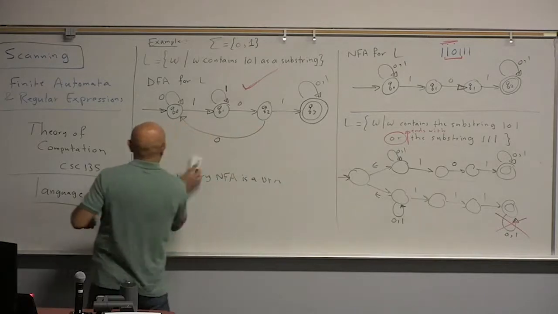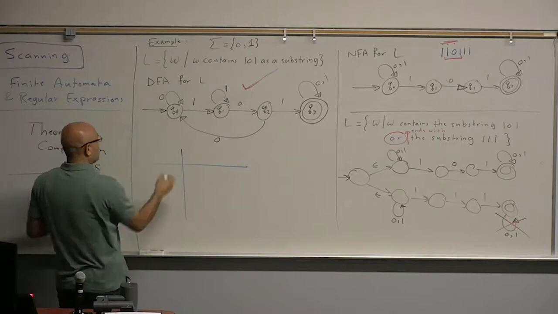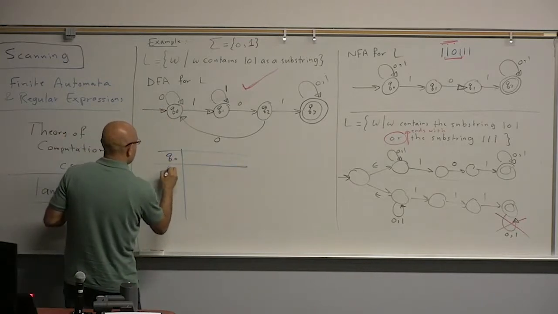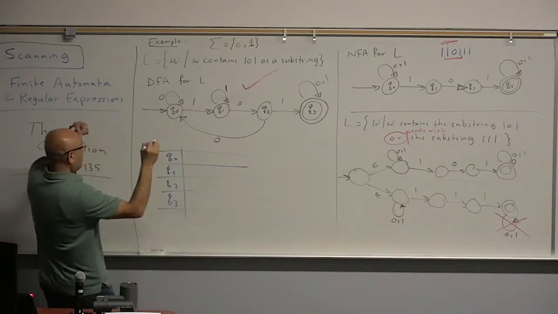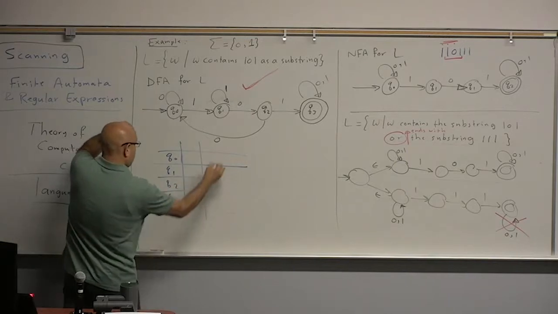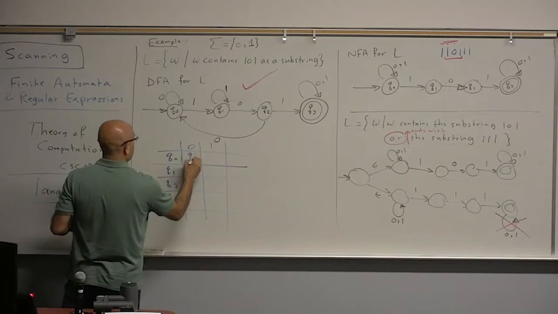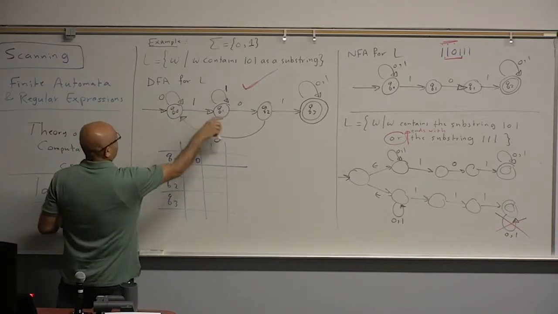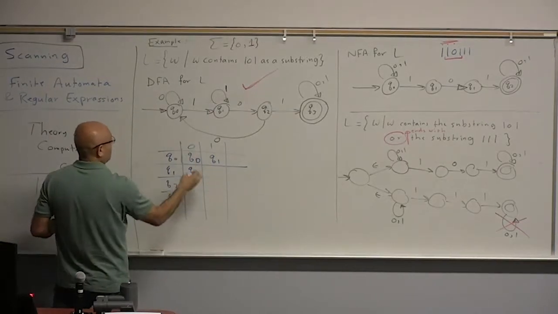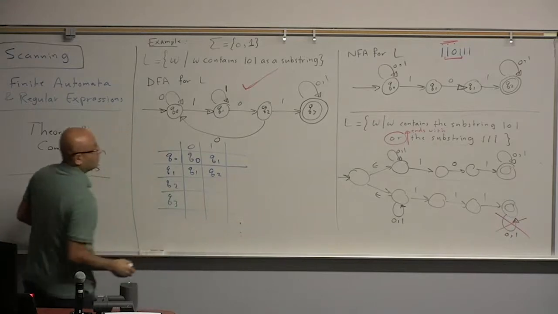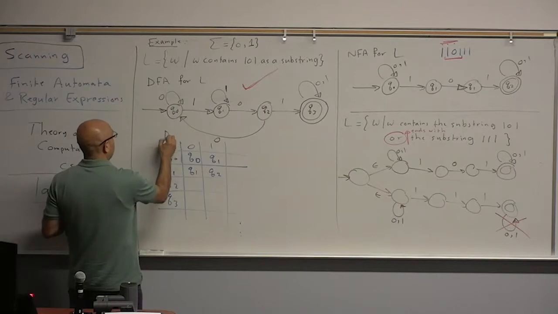So if you look at what we call the transition table for this, the transition table is Q0, Q1, Q2, Q3. And if you are in Q0 and you get a 0, then you go to Q0. If you get a 1, then you go to Q1. If you are in Q1 and you get a 1, you stay in Q1. If you get a 0, you go to Q2, and so forth. So this is the transition table for the DFA.